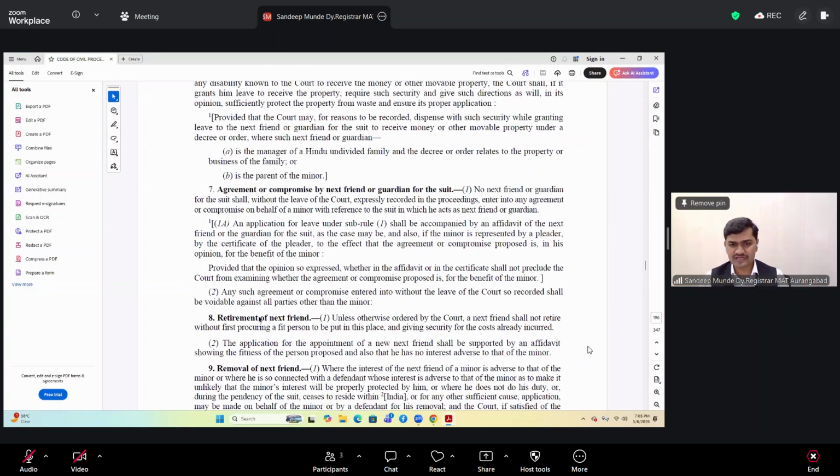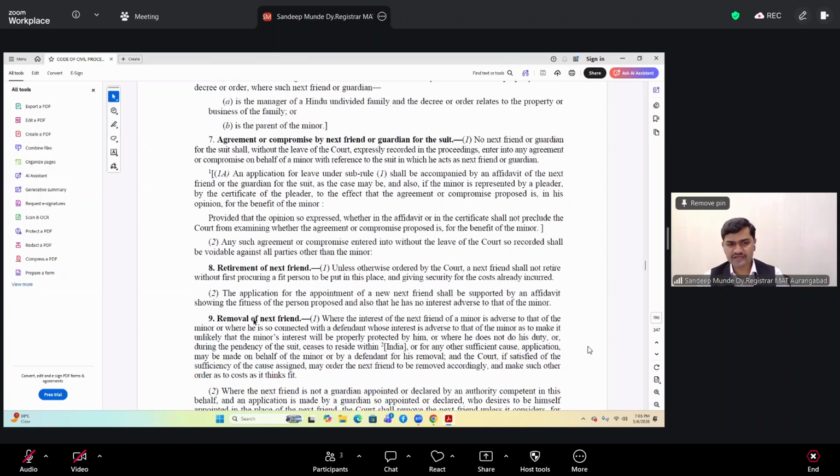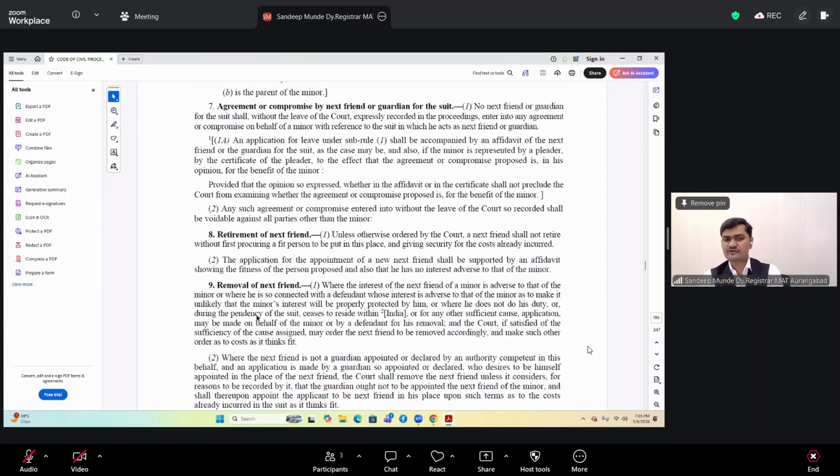When the next friend retires: unless otherwise ordered by the court, the next friend shall not retire without first procuring a fit person to be put in his place and giving security for the cost already incurred. The application for the appointment of the new next friend shall be supported by an affidavit showing the fitness of the person proposed, and it must also be mentioned that he has no interest adverse to that of the minor. That is the concept of retirement of next friend in view of Rule 8.